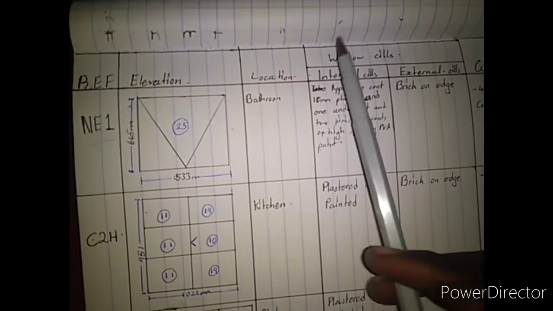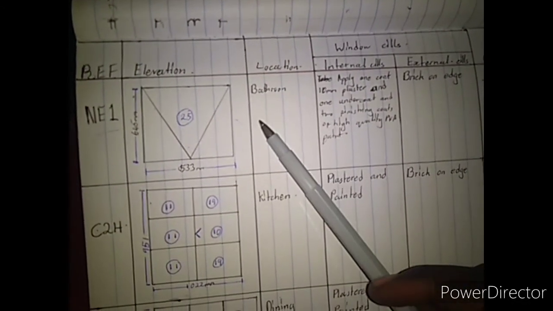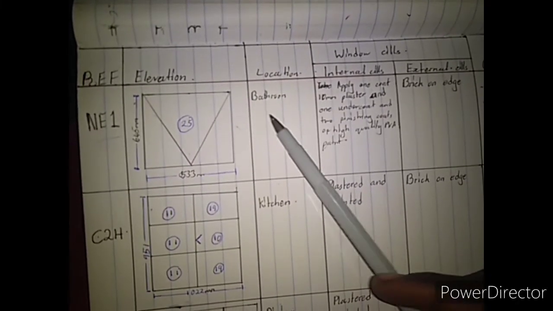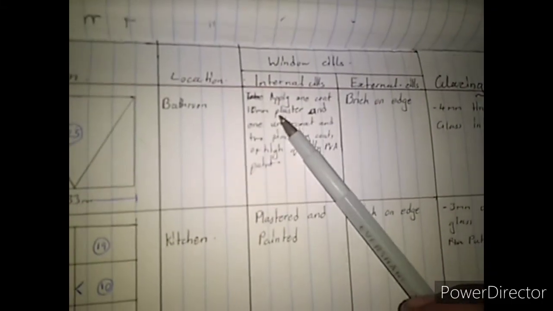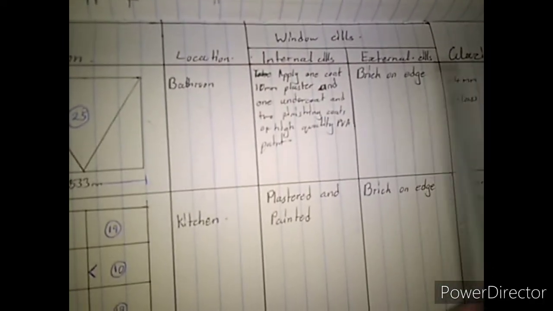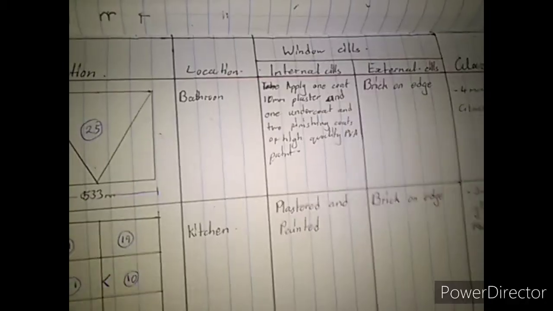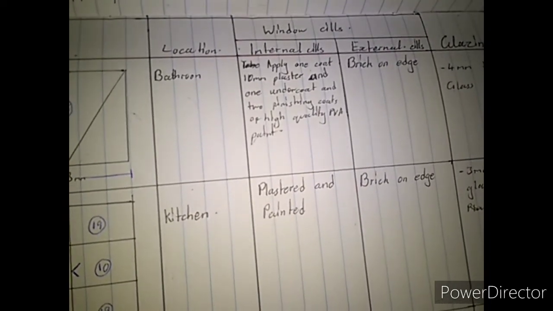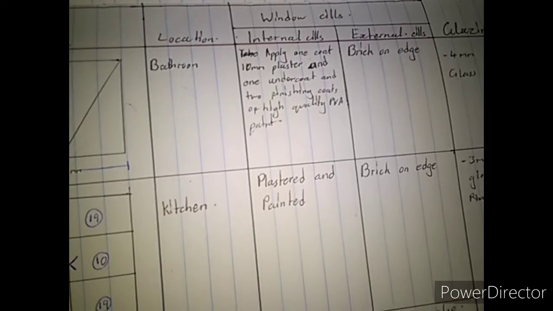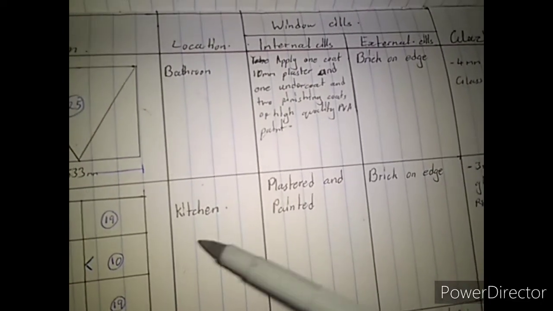The third column is the location column. Here our location is the bathroom. Then move on to the internal window sill column, where we put the description of the internal window sill. For instance, here it's apply 1 coat 10mm plaster and 1 undercoat and 2 finishing coats of high quality PVA paint to internal window sill, of course. So that's our description for internal window sill.